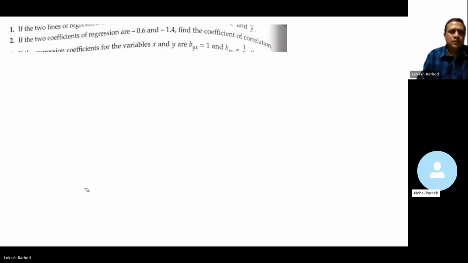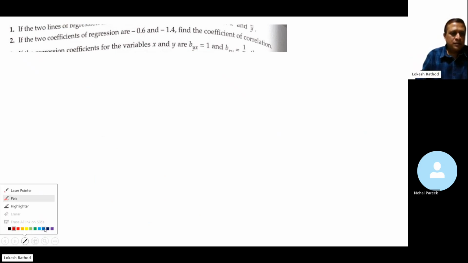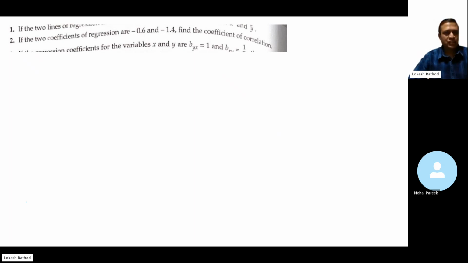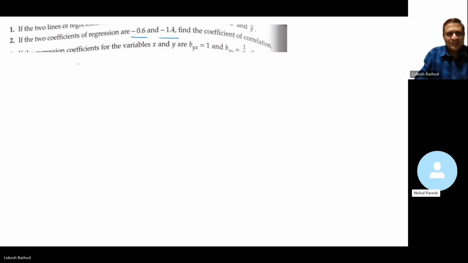Second question. What they are saying is two coefficients of regression are negative 0.6 and negative 1.4. Find coefficient of correlation. So they are talking about coefficient of regression. What are these things? These are bxy and byx.